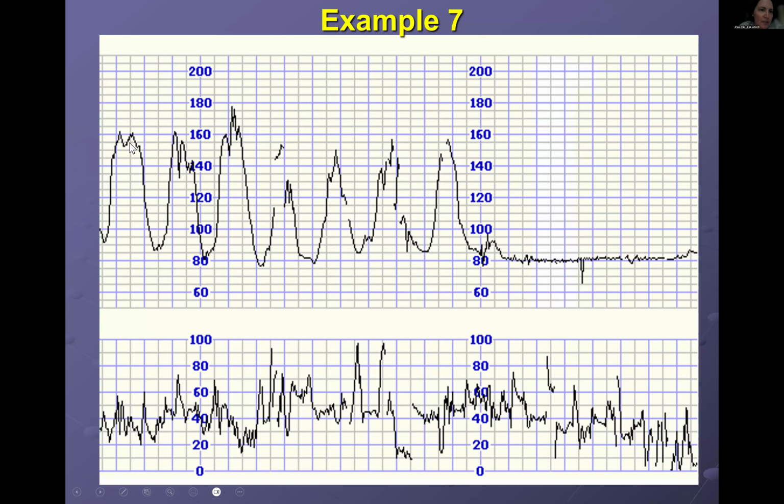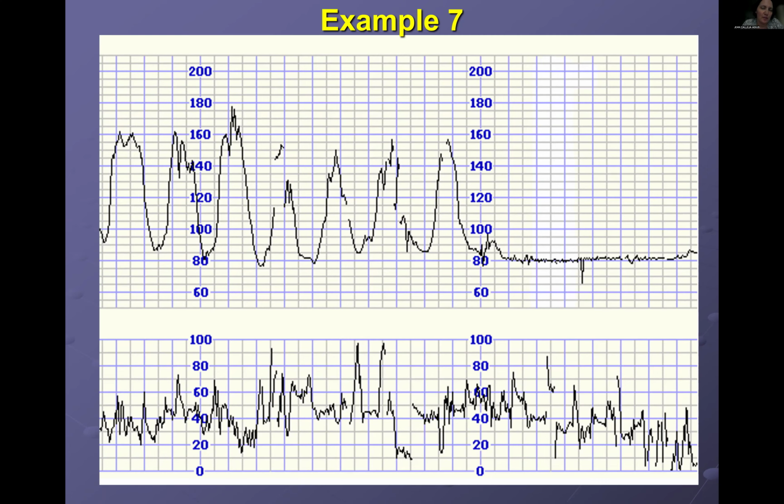Even if you make the mistake that I was going to do in the beginning, where you say, okay, this is the baseline rate and these are the accelerations, still, this is low. And in reality, this is not the baseline rate. This is the baseline rate with the decelerations, which of course persist. And that, to me, is very typical of cord compression.